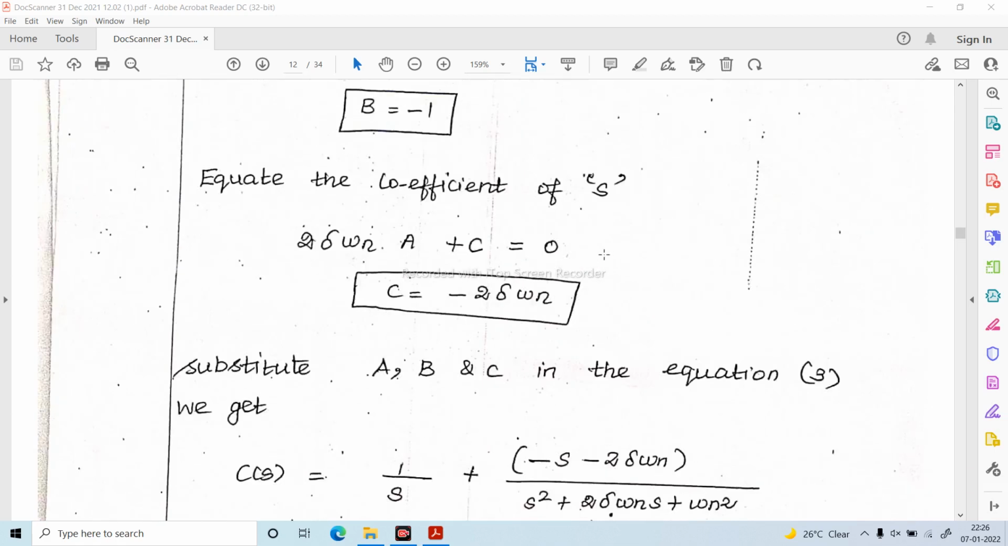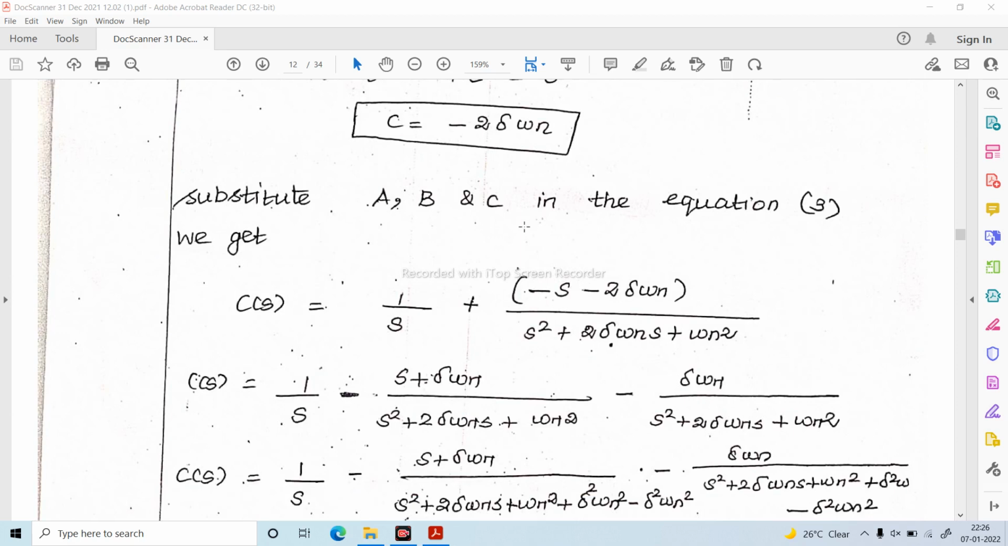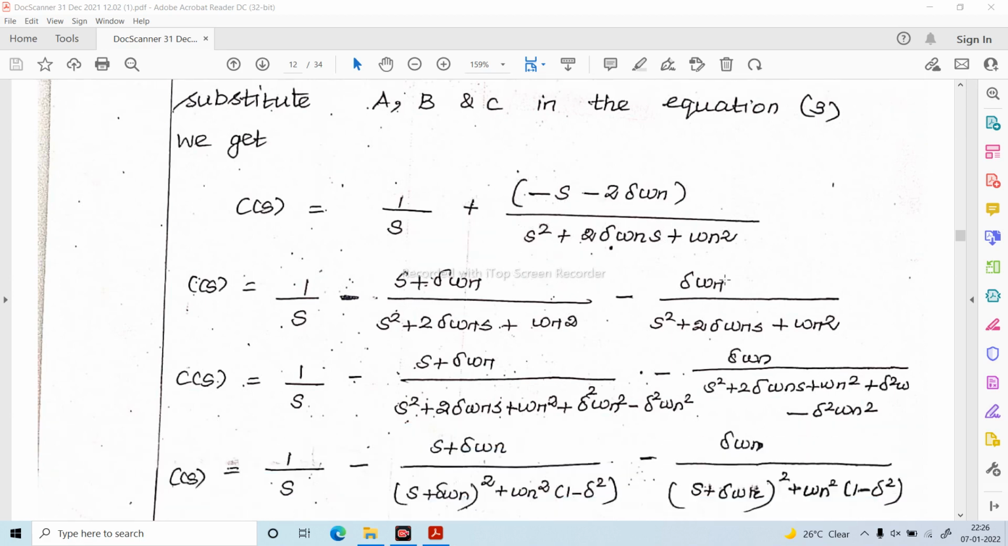So b is equal to what? B is equal to minus 1, so minus s. C is also equal to minus 2 delta omega n, the whole divided by s square plus 2 delta omega n s plus omega n square. So C of s equal to 1 by s minus, take minus common. Next I am going to separate the numerator term s plus 2 delta omega n as s plus delta omega n plus delta omega n. Here minus is there, put minus, divided by s square plus 2 delta omega n s plus omega n square.